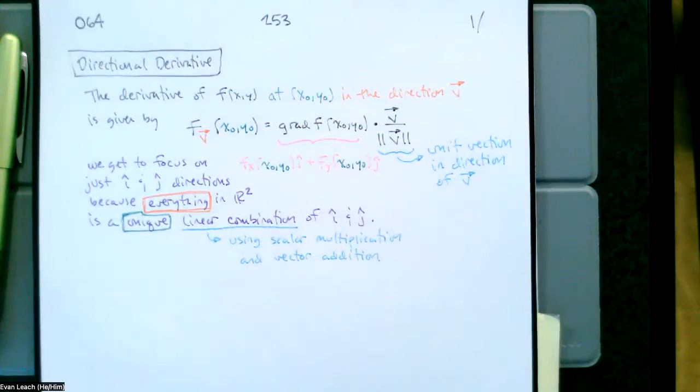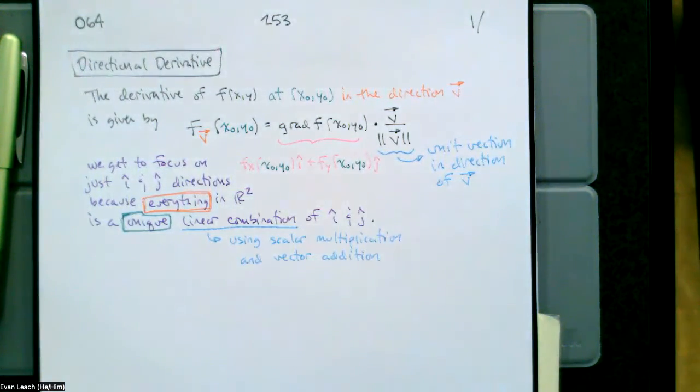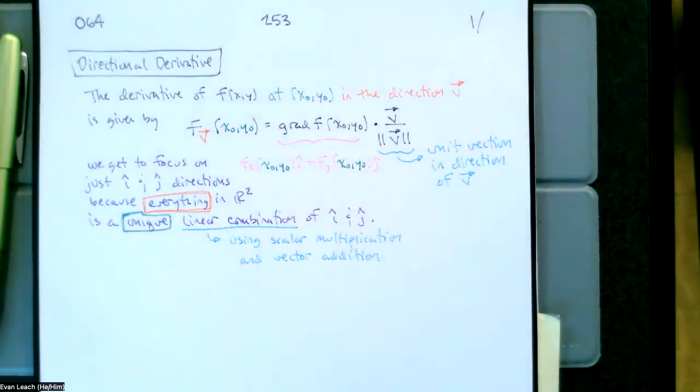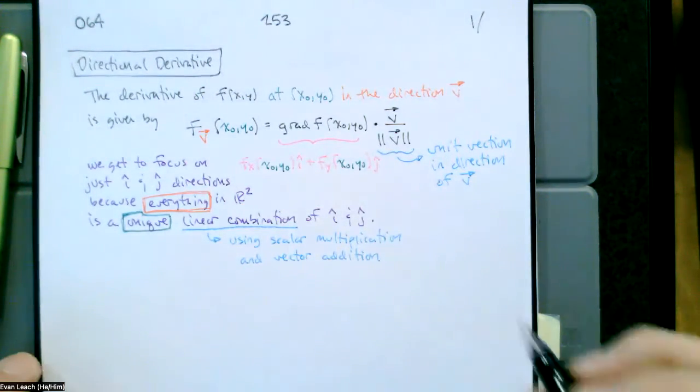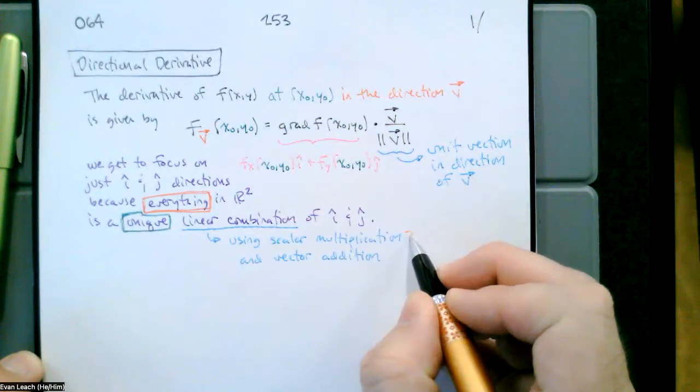There's even information contained in the statement that everything in R2 is a unique linear combination of i and j. The linear combination means we're only combining i and j with these two operations, scalar multiplication and vector addition. This is important because scalar multiplication and vector addition are the two operations that a linear operator respects. Linear operators respect scalar multiplication and vector addition. That's why this matters.